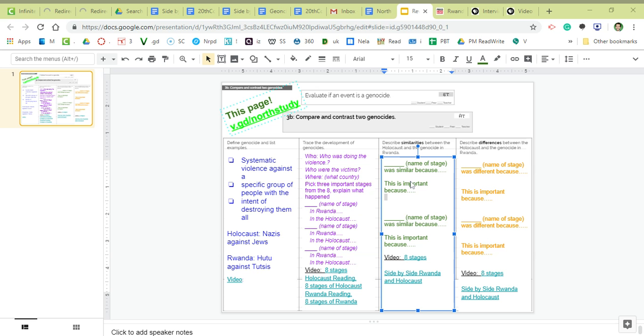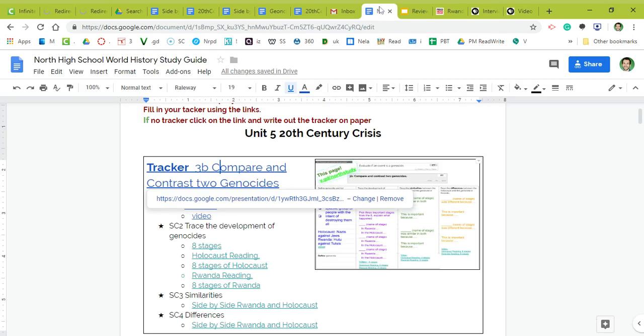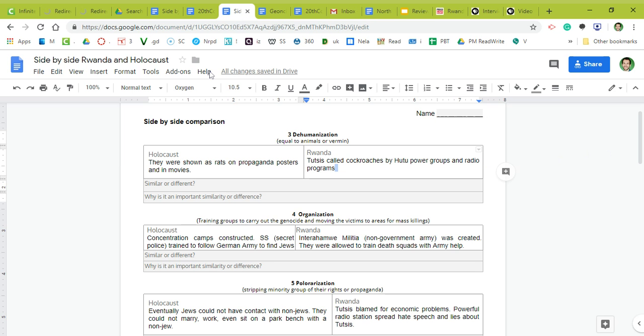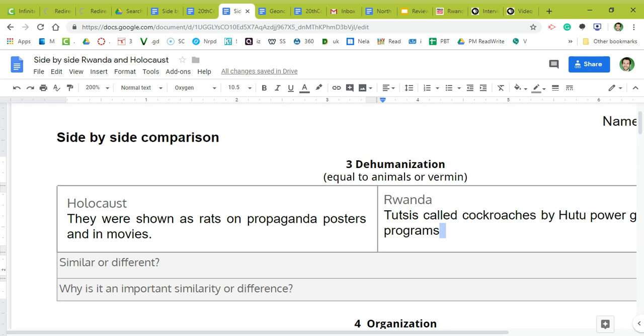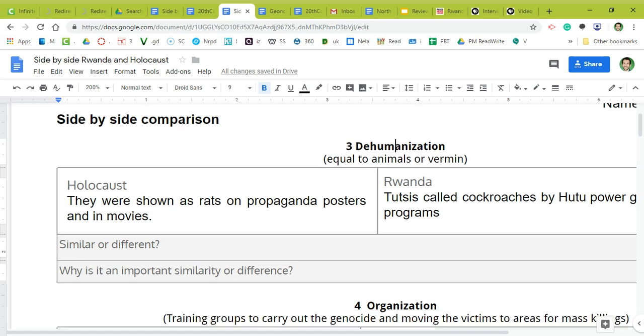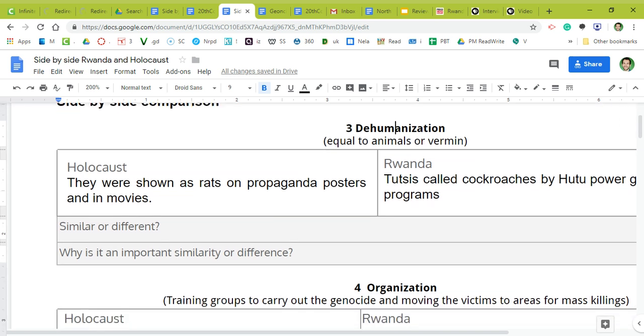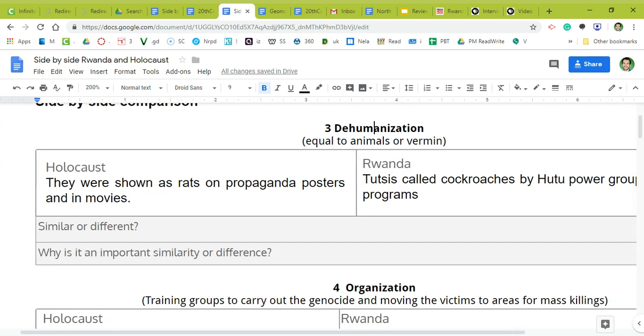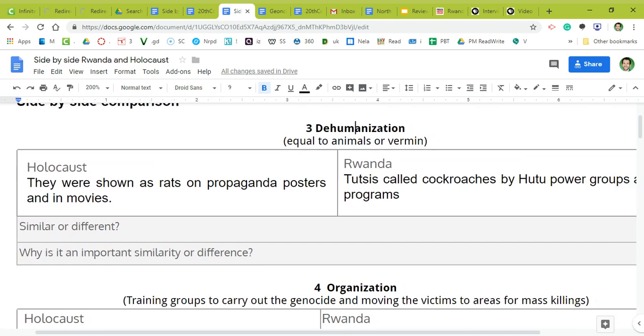All right, so the way you're going to do that, you come down here and click side by side, Rwanda and Holocaust. That'll help you compare them if you can see them side by side. And here it is in the comparison, and we'll read through a couple of these with you. So here's your stage, dehumanization, equal to humans or vermin. Holocaust, they were shown as rats on propaganda posters and movies. Rwanda, the Tutsis were called cockroaches.